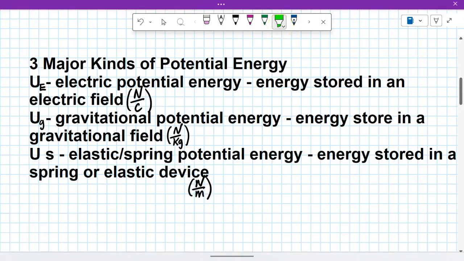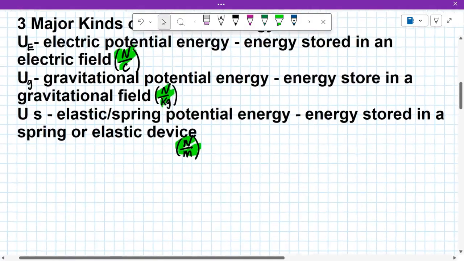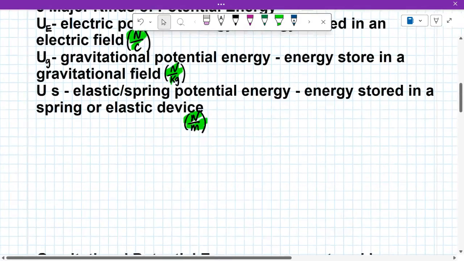So you maybe notice a pattern here: all of our potential energies are going to end up tying back to forces. But depending upon what we're talking about, whether it's force per coulomb, force per kilogram, or force per meter, that's going to change the kind of potential energy we're talking about. Just a fun pattern I wanted to throw out. So we'll talk about each of these as the year goes on. Electric we'll talk about when we get to phase change. Spring we'll talk about in a little bit.